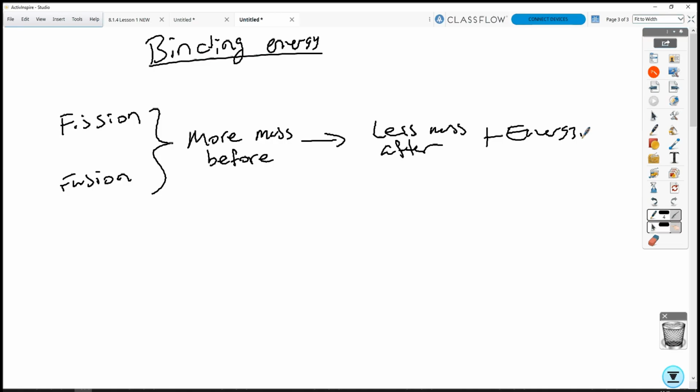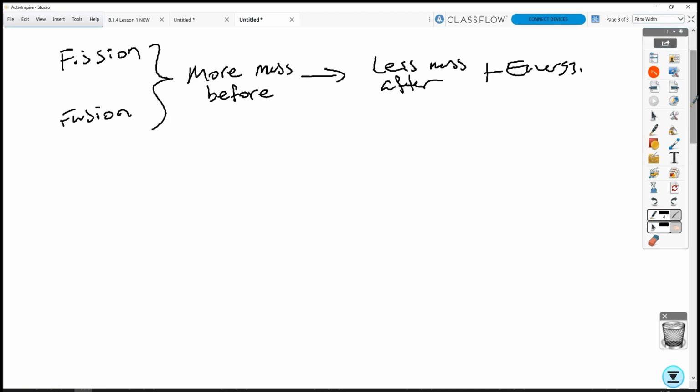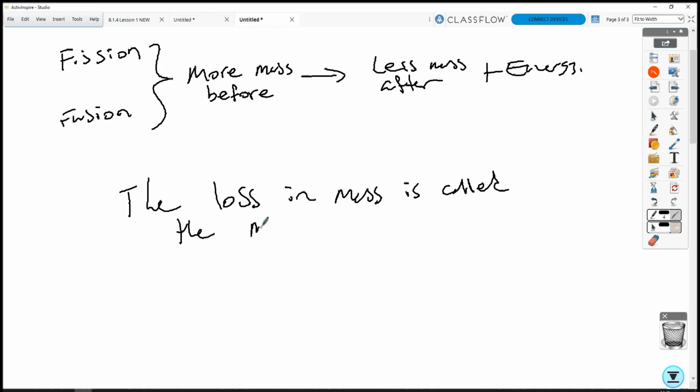So that change in the mass, that loss of mass, we call that the mass defect. And the energy is called the binding energy. But again, they're interchangeable because E equals mc squared. So the loss in mass is called the mass defect. And the energy is called binding energy.